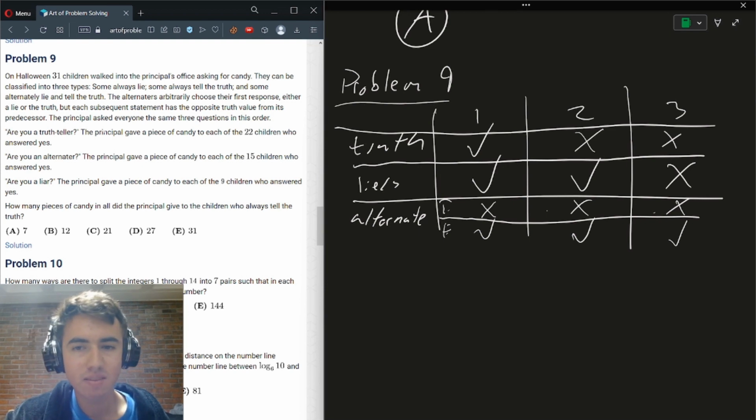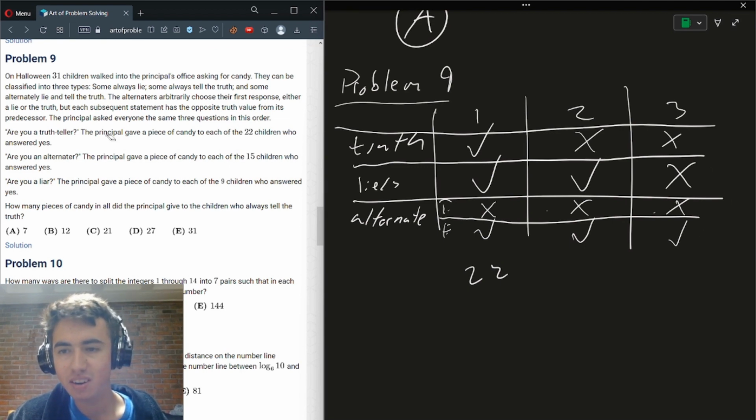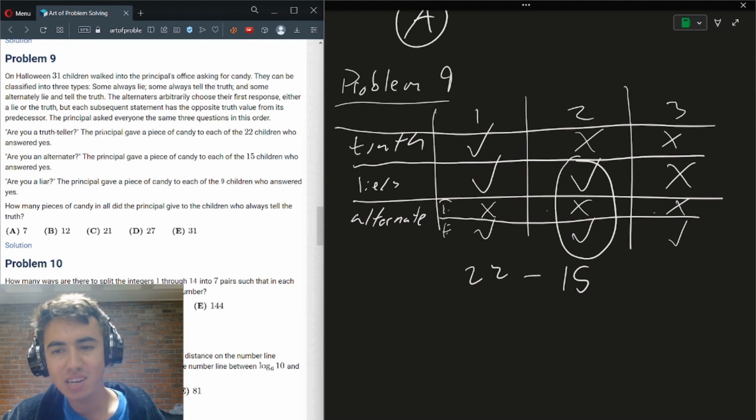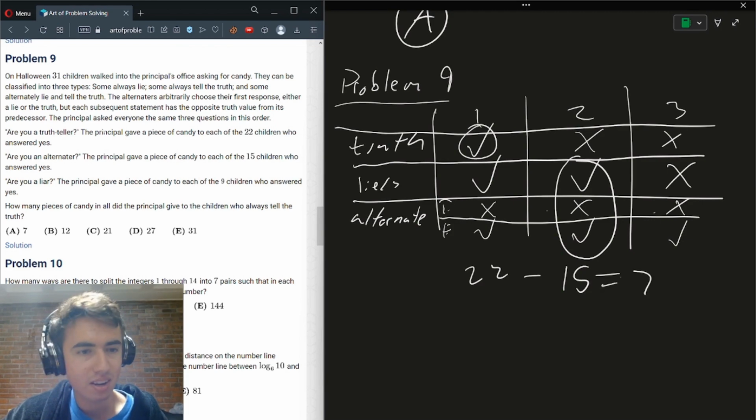So finally, we want to get the number of candy in total given to truth tellers, which is just only this box, right? So we know 22 in total answer yes to the first question, but we want to subtract out all of the liars and alternators, which we can see are these two groups, right? We can see that the number of liars and alternators is just equal to the number from question 2, which is 15, right? So all you have to do is subtract 15, the total that answered yes to question 2, from 22, the total that answered yes to question 1. That gives us only the ones here, which is what we want. 7, and that answer is A.